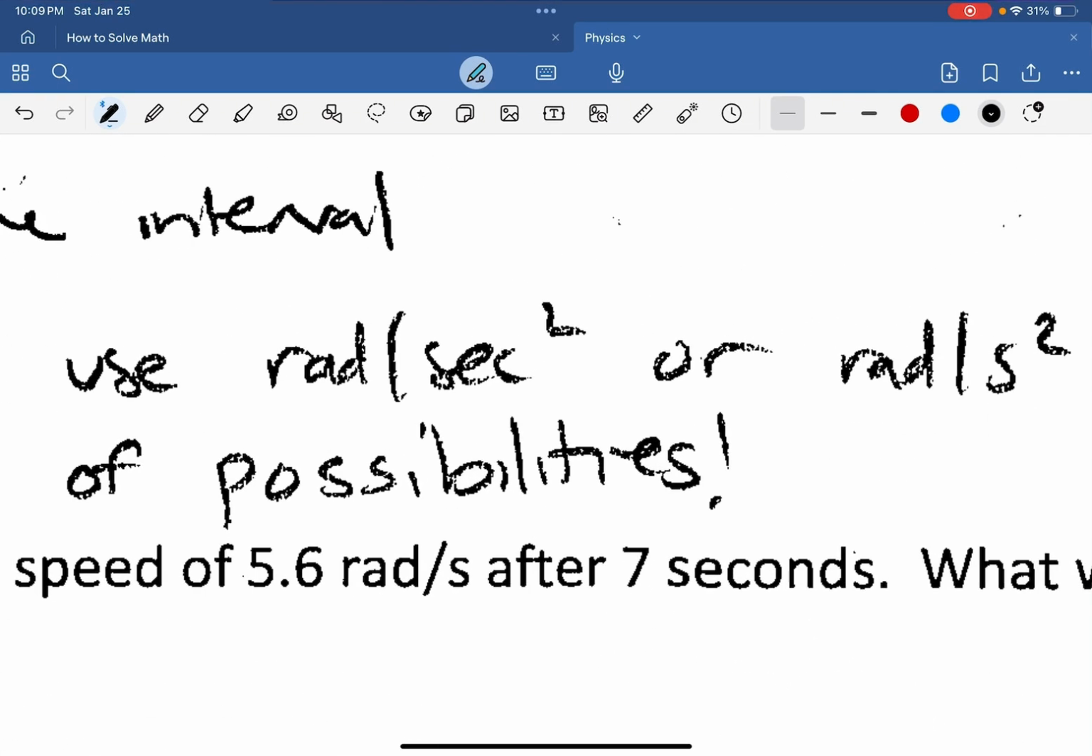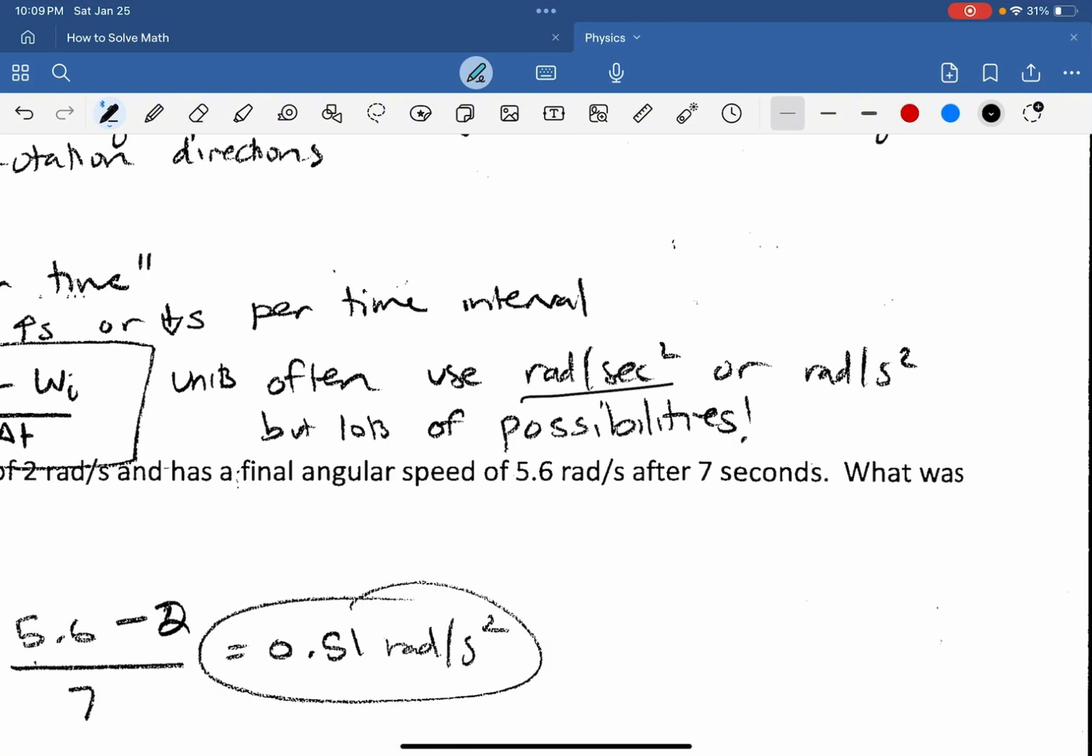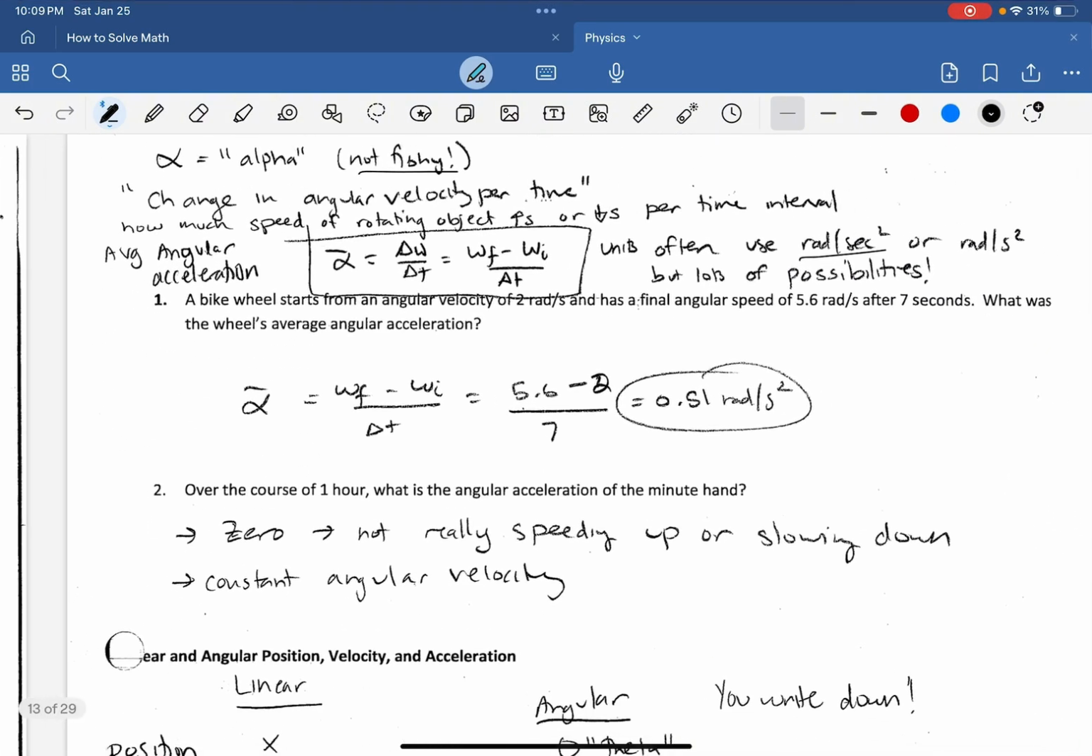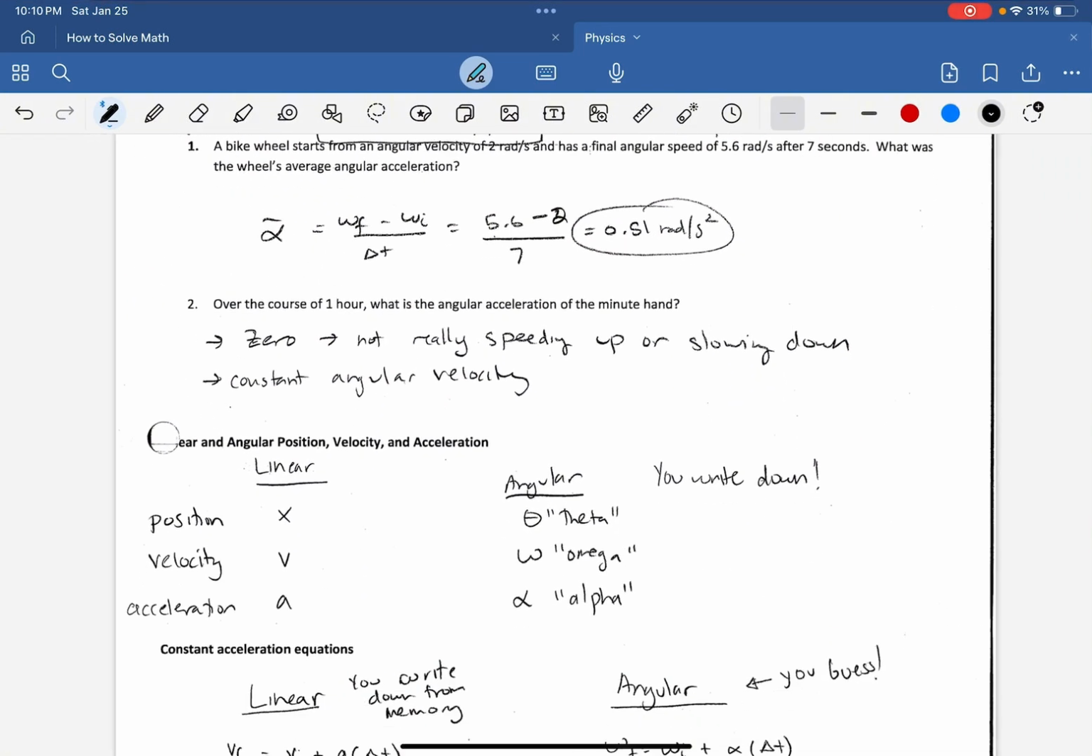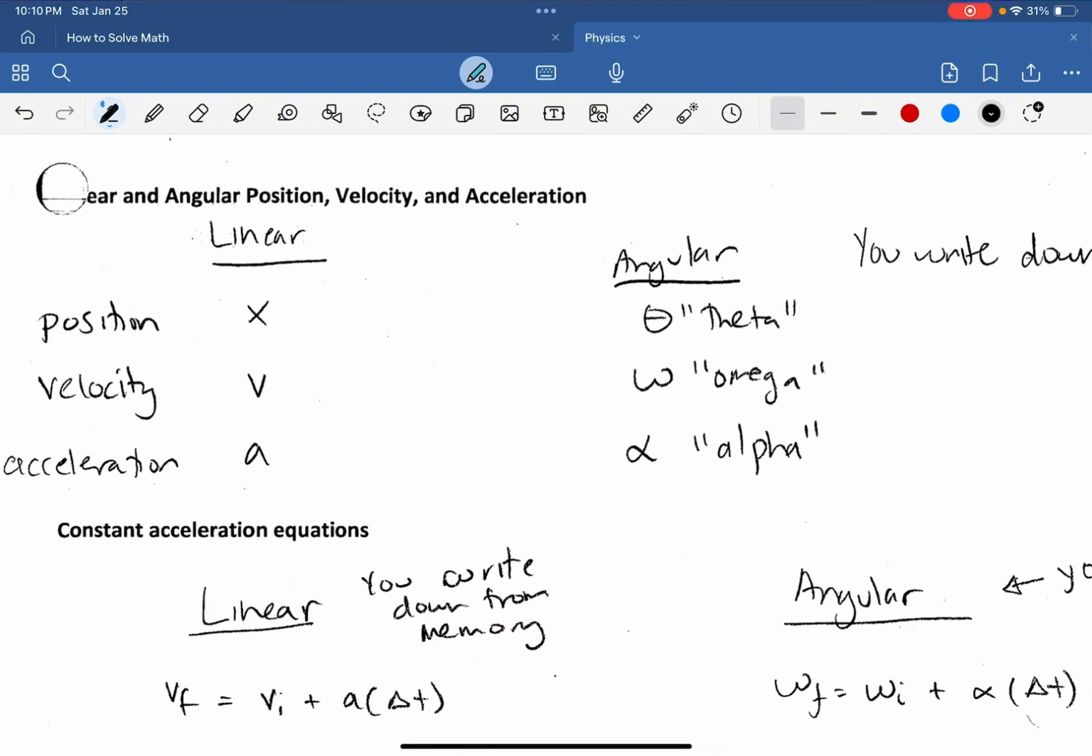By the way, the units we're going to use are radians per second squared, and we really just want to focus on radians per second squared. If we have anything else, I would just recommend to convert over to radians. Anyways, you can try those, but this is what I want to focus on.